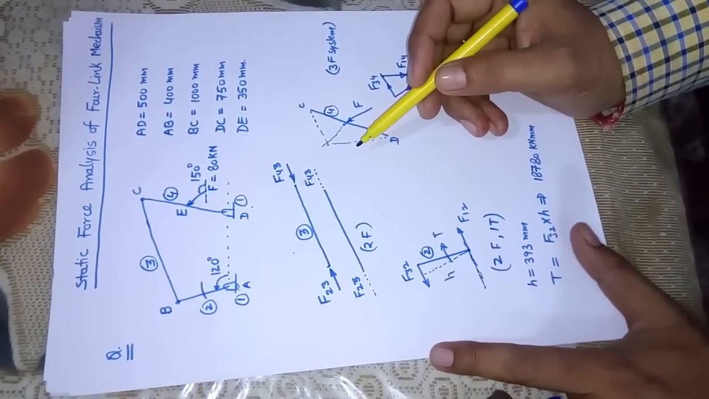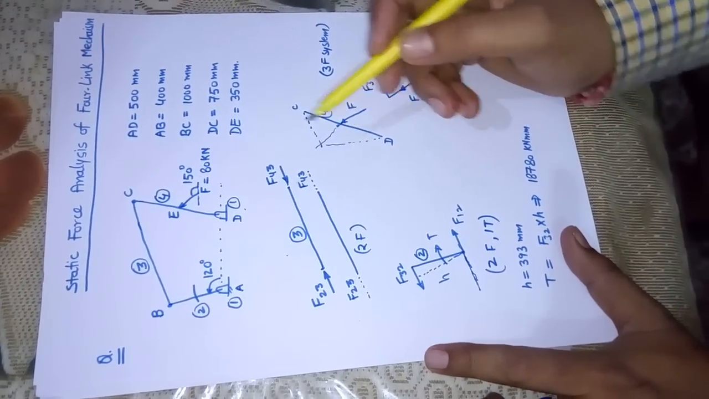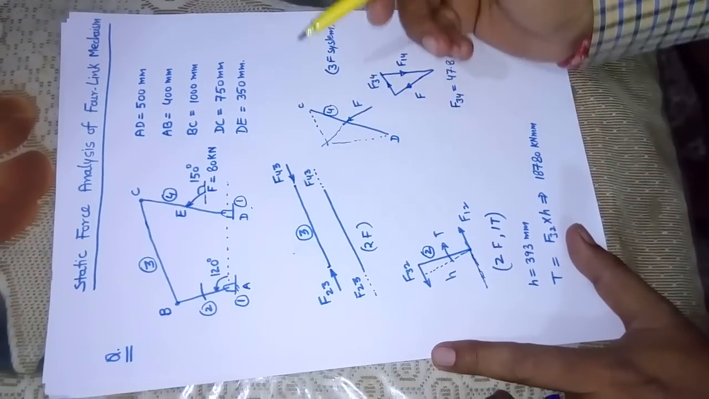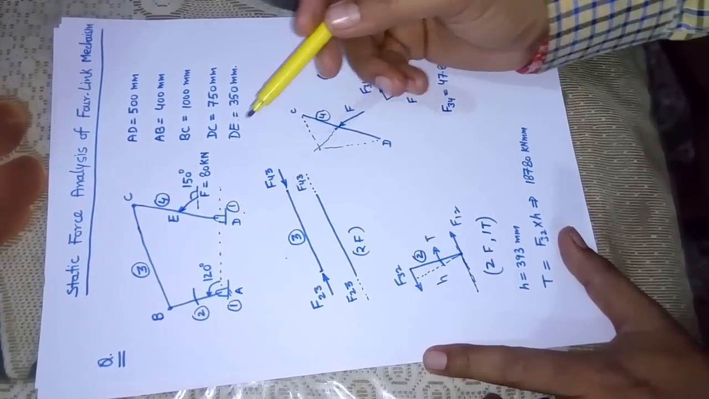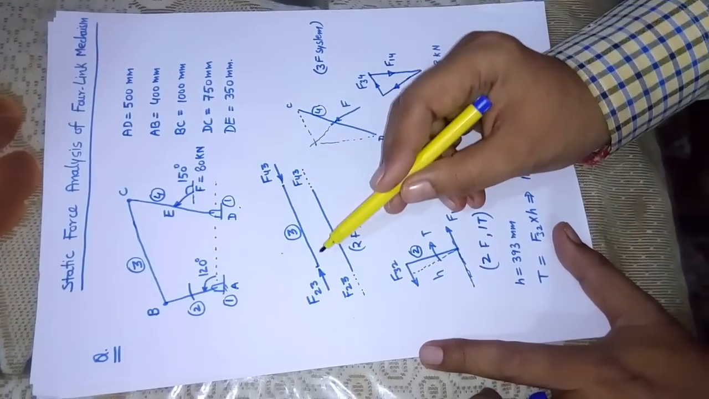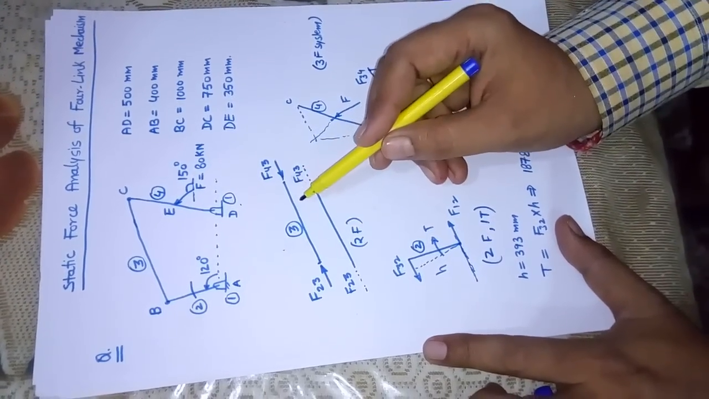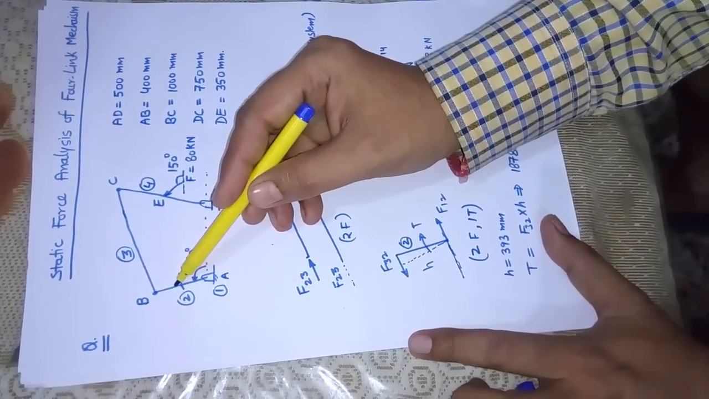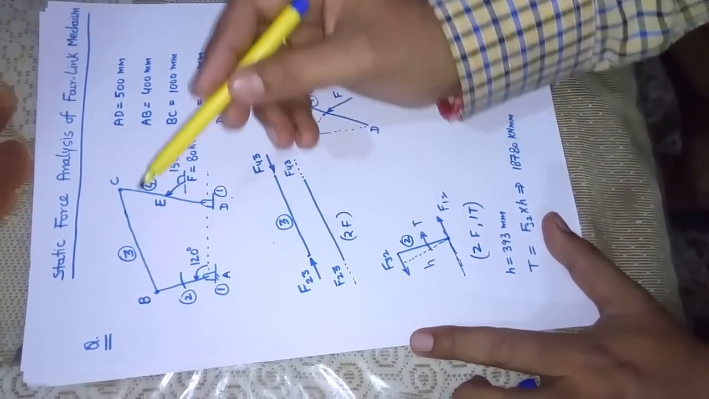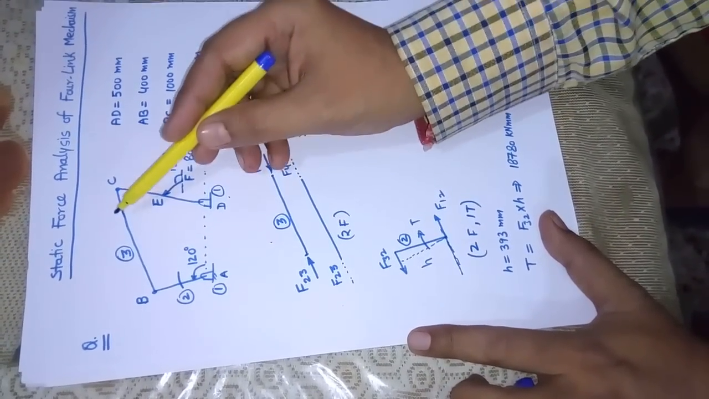There are three kinds of conditions for equilibrium of a link. Any link can be a two force member, it can be a three force member, or a two force and a torque member. So let us see this one by one. If we see, link number 3 is a two force member. Why two force? Because one force is coming from link number 2 to link number 3 and one is coming from link number 4 to link number 3.